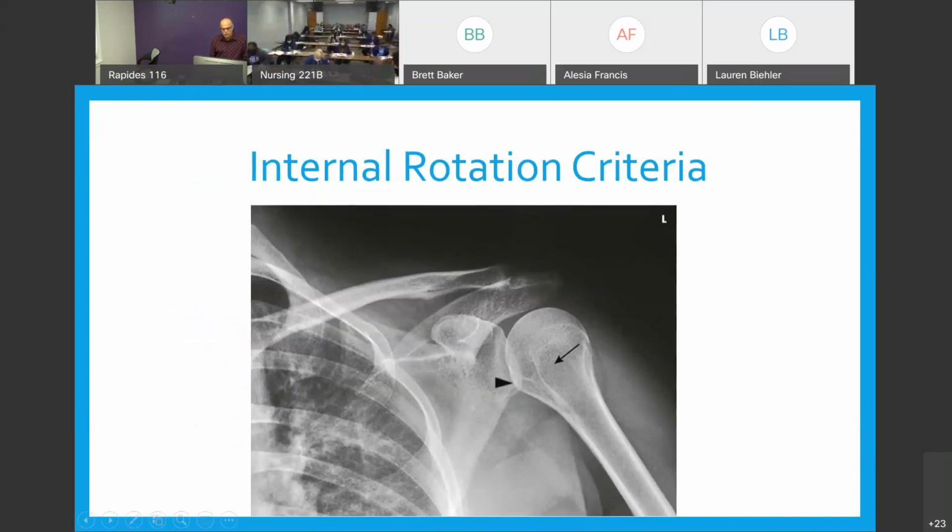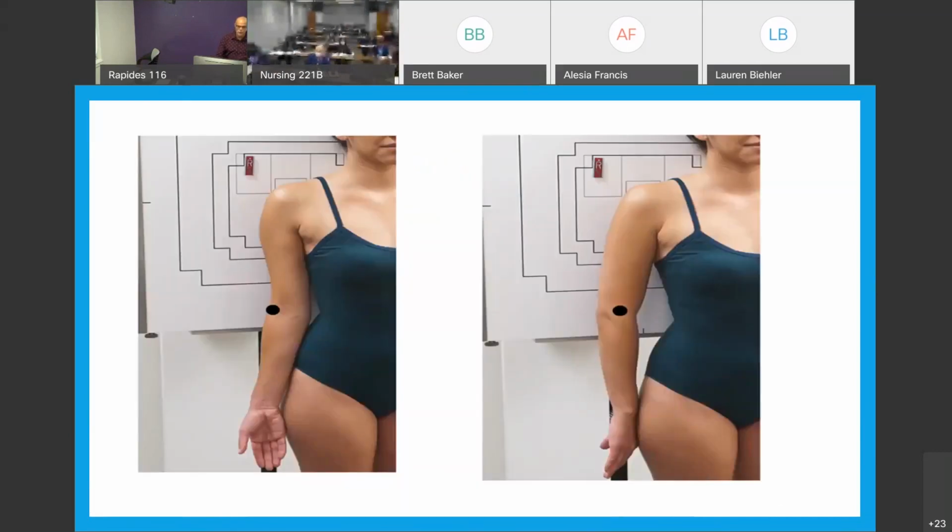Internal rotation, again, here's just another picture showing you. The arrowhead is your lesser, and this is your greater. The greater is actually rolled over onto the head because this has got internal rotation. Internal rotation is going to give you the lesser tubercle in profile. And this is showing you the two positions of the hand. This is going to be what? Which one's this?